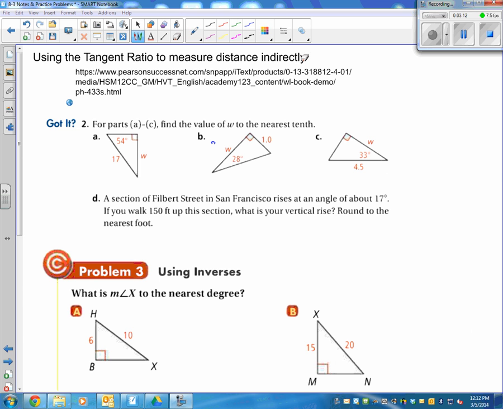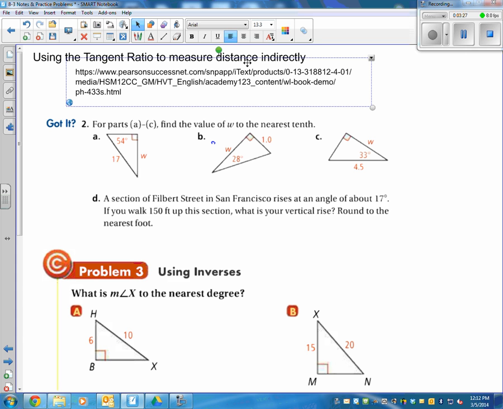So then to measure indirectly, we will use an angle measurement and one side to find the missing side. Right here in your notes, you have a hyperlinked video that will show you how to do this. You can click on this video and it should show you some more examples in addition to the ones we're getting ready to do right now. First I want to show you how to set them up, and then we'll talk about how to punch them into your calculator.